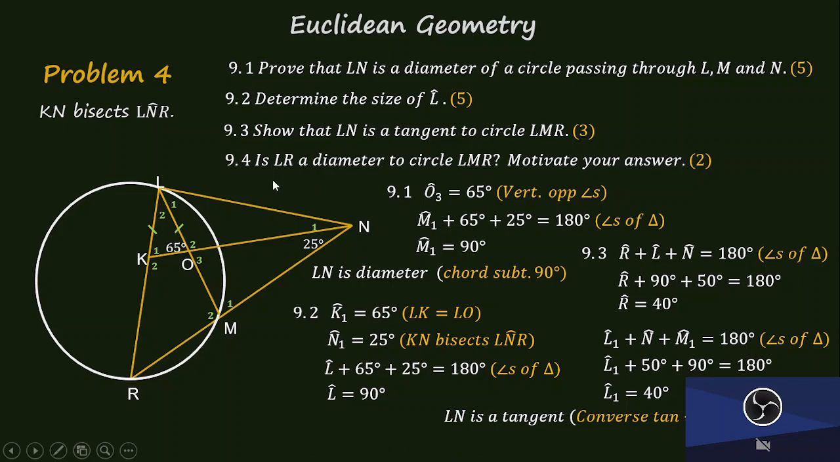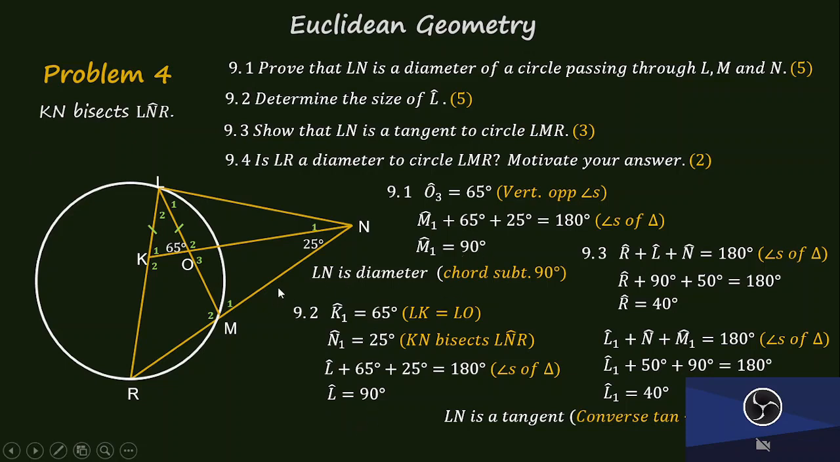The last question says, is LR a diameter to the circle LMR? Is LR a diameter to this circle? Right. How do you prove that something's a diameter? It must subtend an angle that equals 90 degrees. So in other words, they are asking, is M2 equal to 90 degrees? Right, we have already found M1.